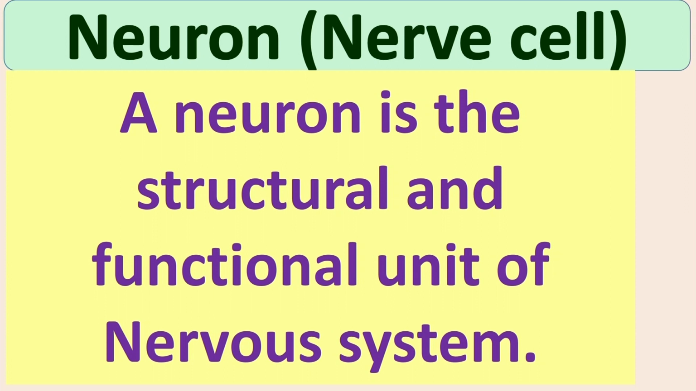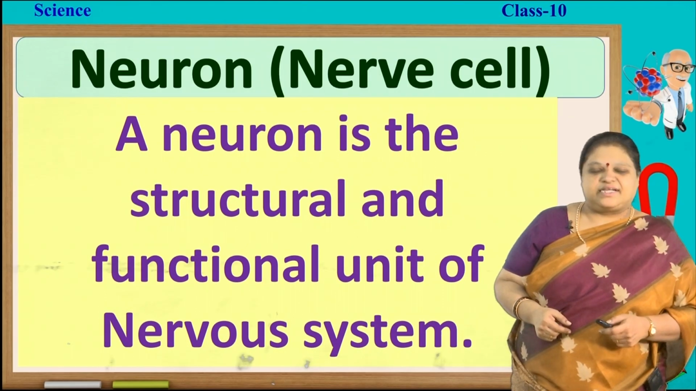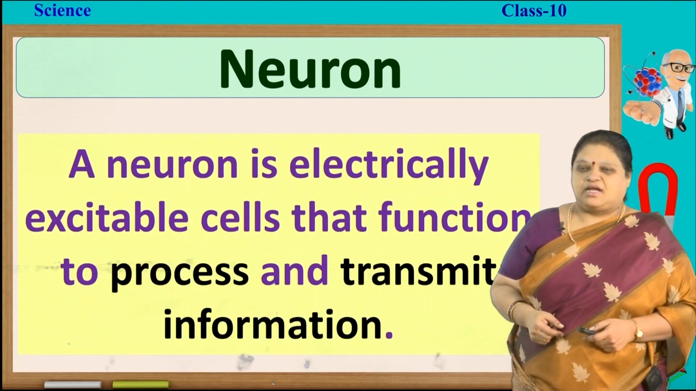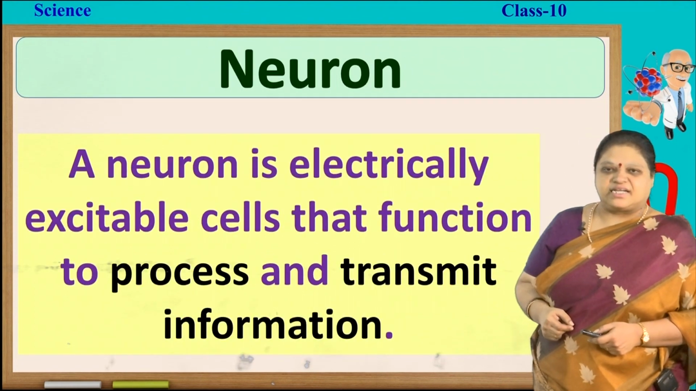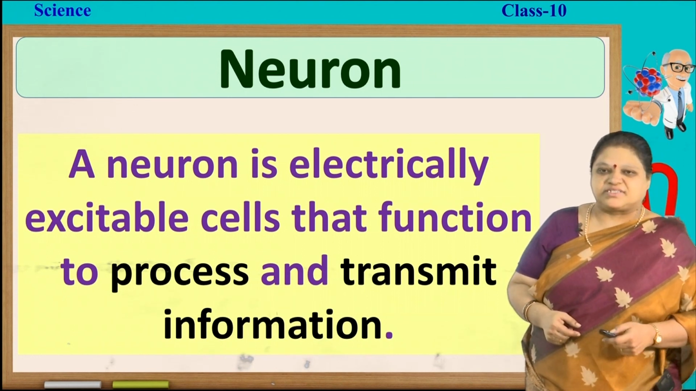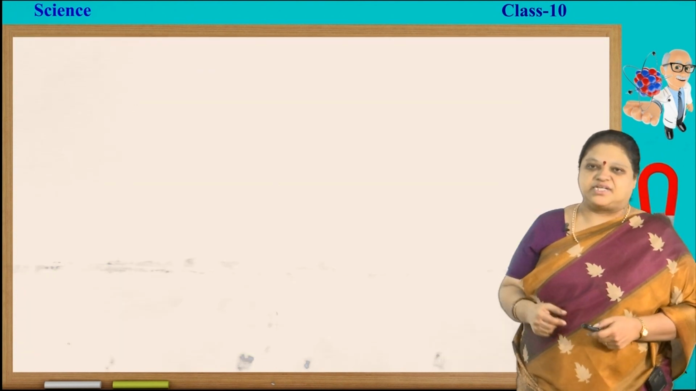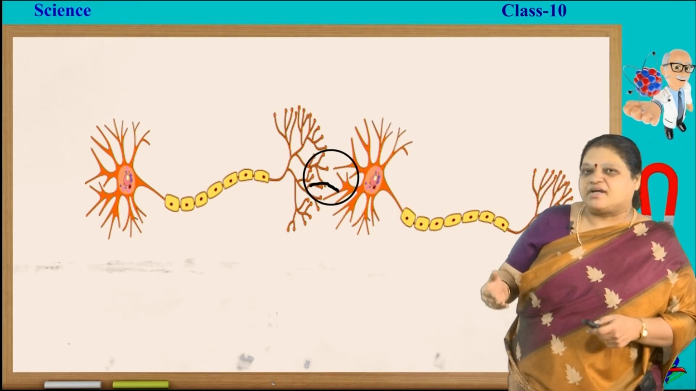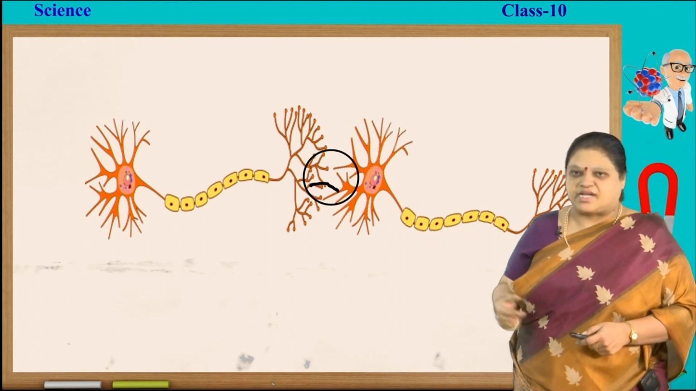So write down: neuron or nerve cell. It is the structural and functional unit of the nervous system, and a neuron is an electrically excitable cell that functions to process and transmit information. And this is how the synapse is present between two neurons and how the message is sent through chemical messengers. Understood that?